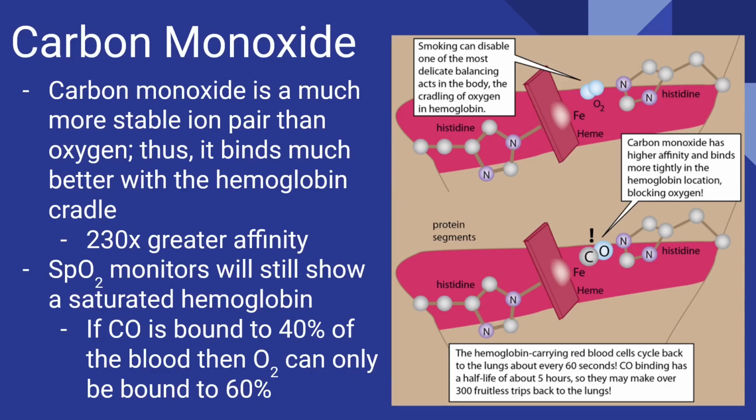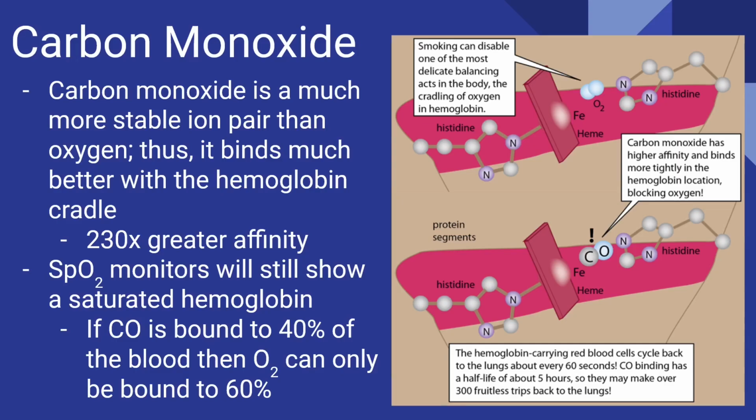So because our hemoglobin is still saturated with either oxygen or carbon monoxide, our SpO2 is going to be unreliable. You may still have a patient with carbon monoxide poisoning who has an SpO2 of 95%, but a lot of that saturation could be bound with carbon monoxide instead of oxygen.